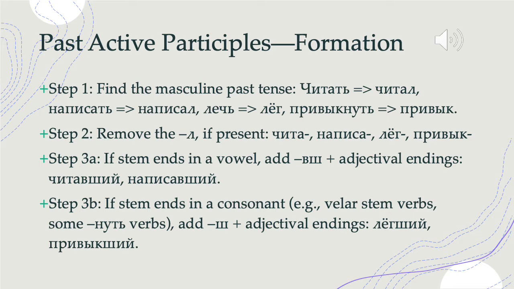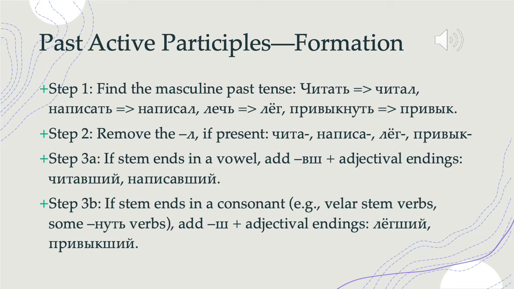If the stem ends in a vowel once we remove the L, so czyta or napisa are examples, we're going to add v, sh, plus adjectival endings. So we could get, for instance, czytawszy or napisawszy. And note that we write v, but because it is immediately followed by sh, which is unvoiced, the v is going to devoice as well and is pronounced fa. So czytawszy, napisawszy. Also note that because sh is hard, the e that we write after it is going to be pronounced more like an e.